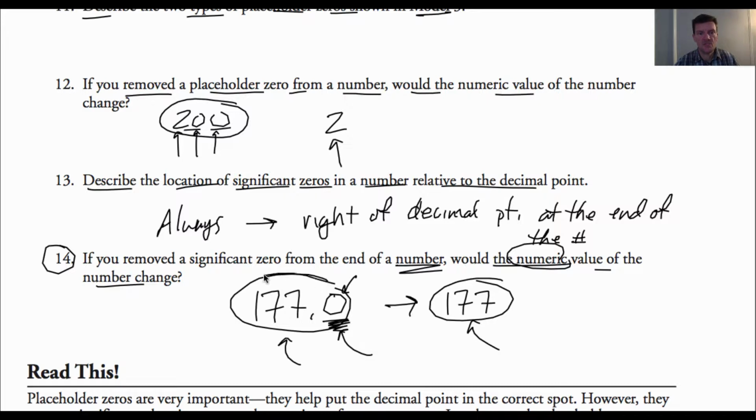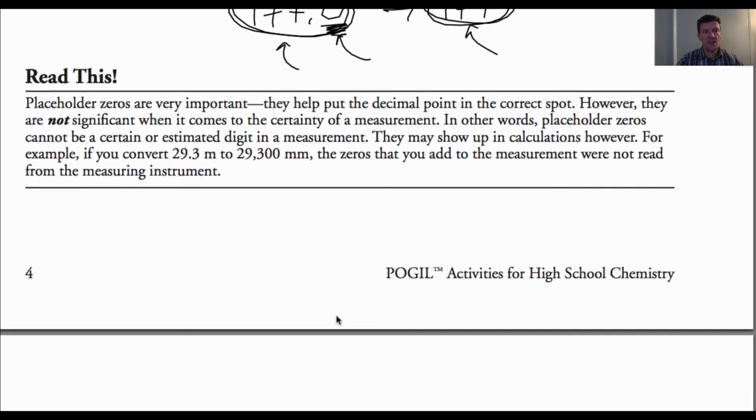Okay, this one is measured out to the nearest hundredth of a unit. This one is measured out to the nearest unit. But dropping the zeros at the end of a number that are to the right of the decimal is not going to change the numeric value of it. Okay? Alright, placeholders are very important.